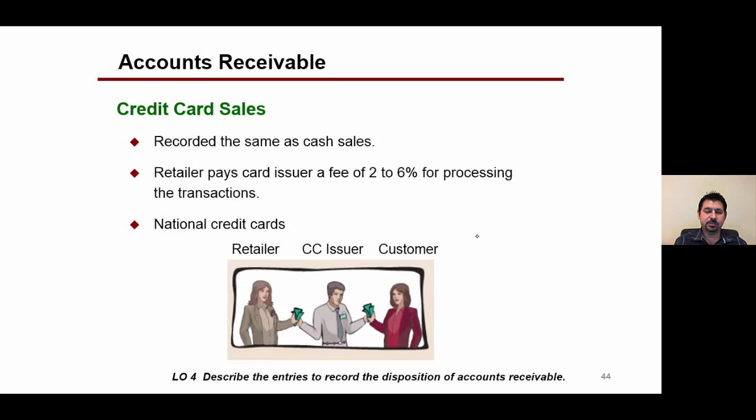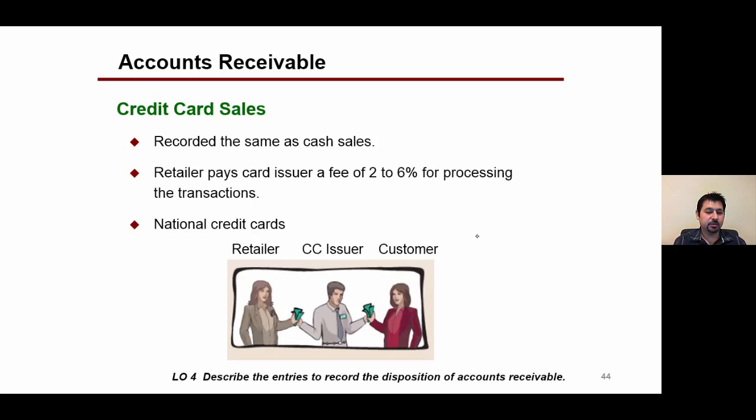Another way of disposing of accounts receivable is when companies conduct business on credit card sales. When they conduct business using credit cards, this is not their own credit card like we mentioned with the JCPenney example. This is national credit cards, like for example a Visa card from a bank, or a MasterCard from a bank. So here, the company will record it as a cash sale. The amount of that cash sale will be the full amount minus the charge.